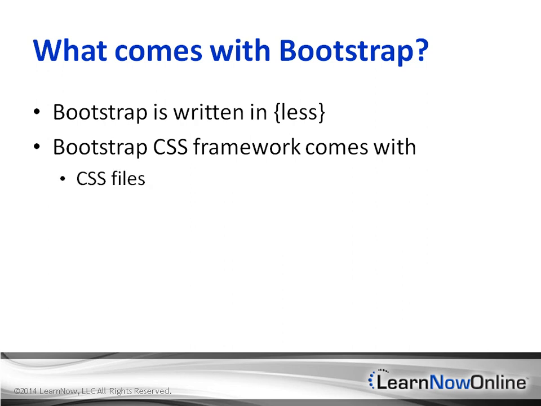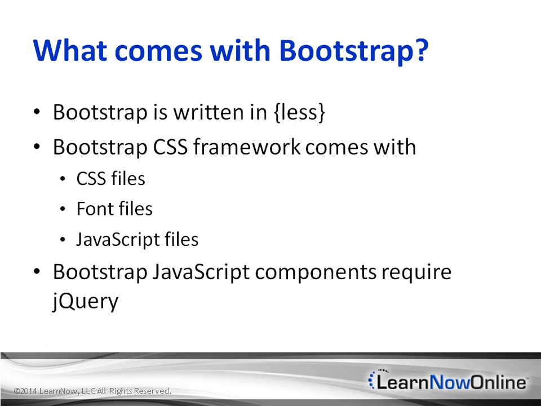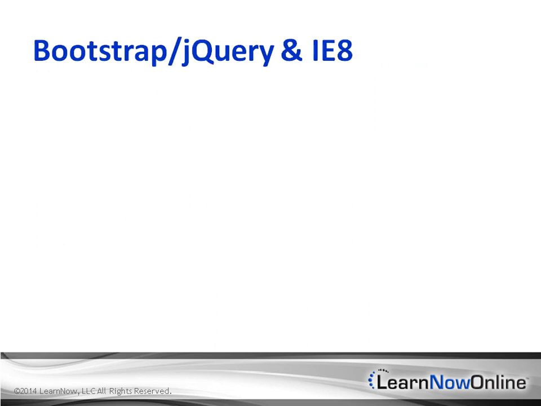First of all, it comes with a bunch of CSS files. Next, it comes with some font files. These are used for some icons that can be displayed on various Bootstrap components. Next, it comes with the JavaScript files necessary for some of the dynamic functionality that you can make use of in the Bootstrap framework. And finally, as we mentioned earlier, the JavaScript components do require jQuery.